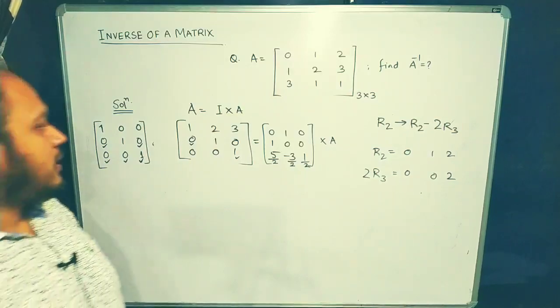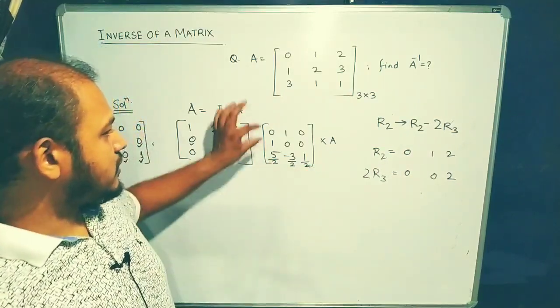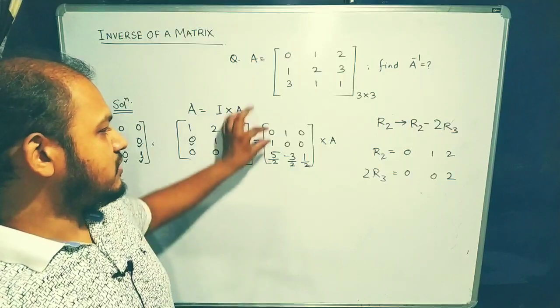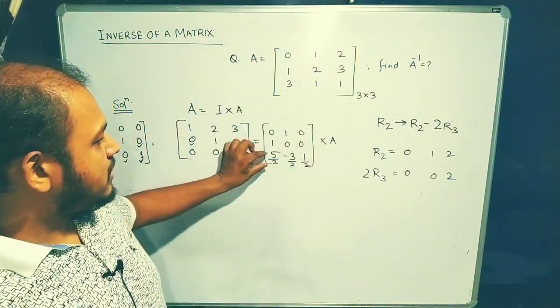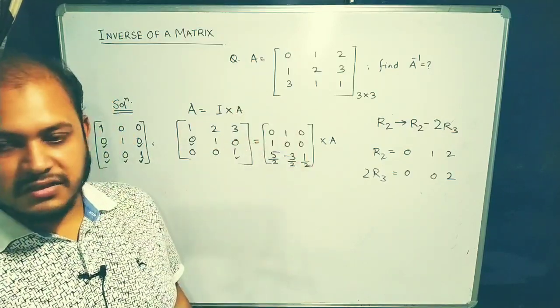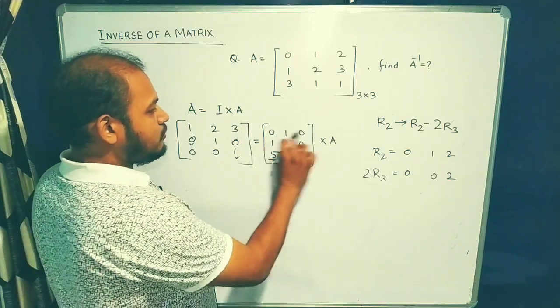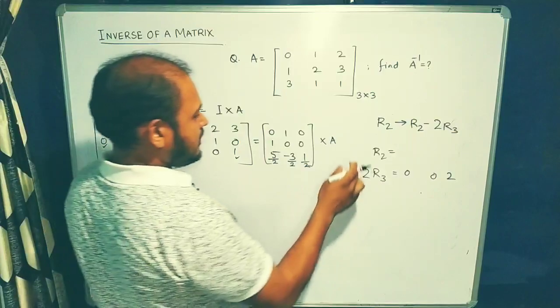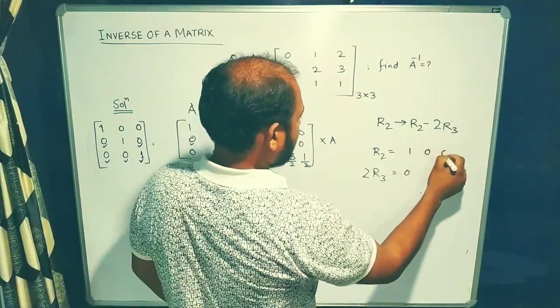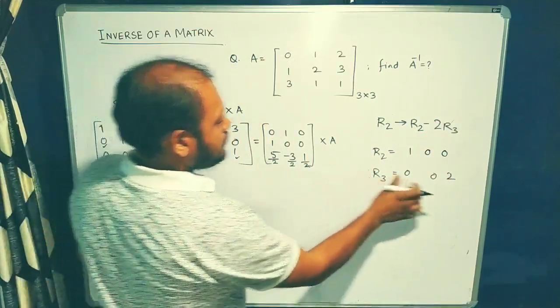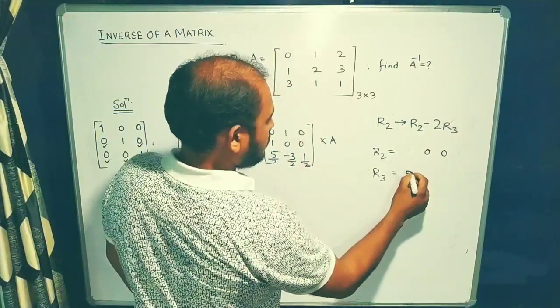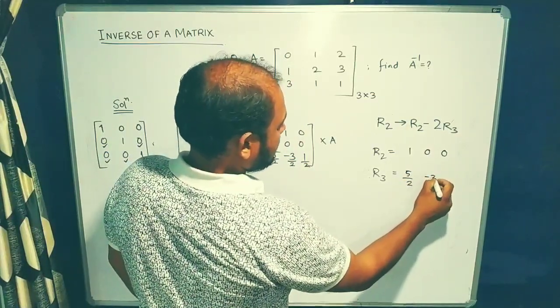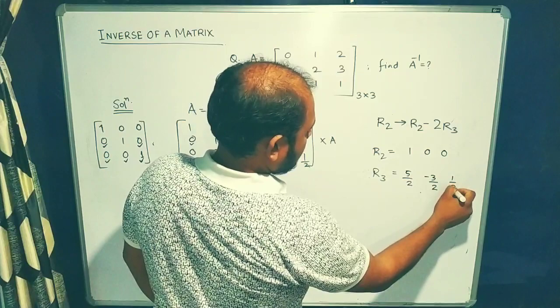Right? And on the right hand side also, the first row is not changing, so it is remaining the same. In a similar way, the third row is also not changing, it is remaining the same. And in the second row we will have R2 minus 2R3. So in this matrix we have R2 equal to 1 0 0 and R3 equal to 5 by 2, minus 3 by 2, half.